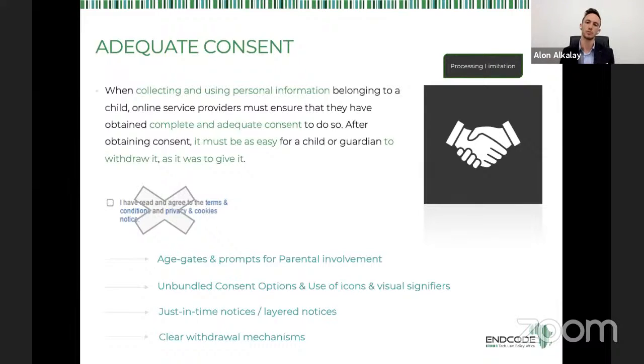We need to see each and every purpose separately. And as we'll see later in the presentation, some of them need to be drawn attention to even further, especially when an online service provider wants to use that information for other purposes in the future.